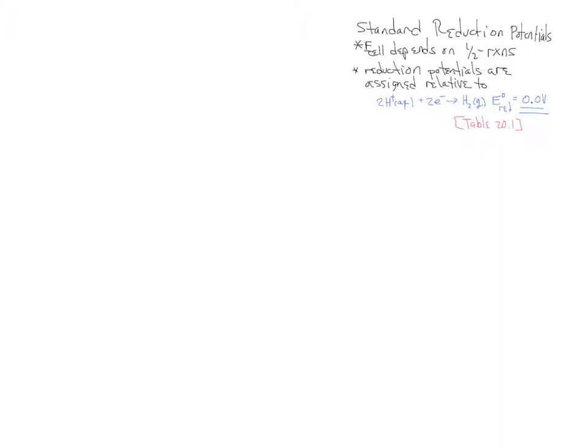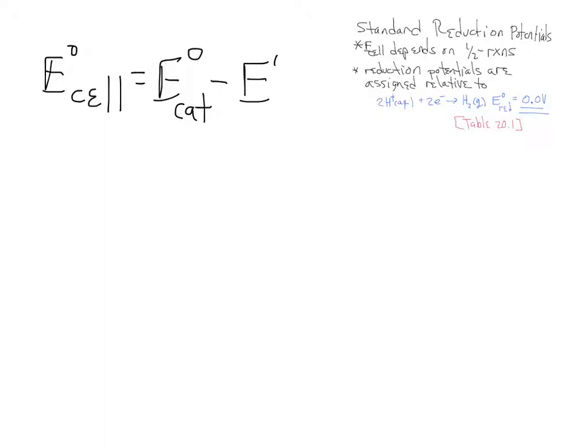Now, to find the cell potential, the standard cell potential is going to equal the reduction potential of the cathode minus the reduction potential of the anode. And again, I have to stress that all these are using reduction potentials.